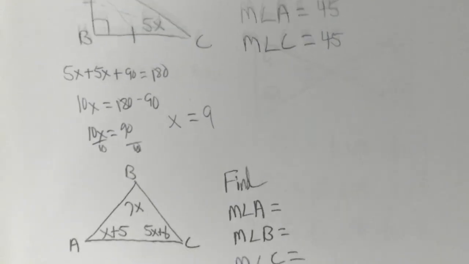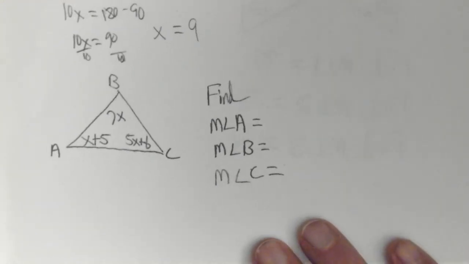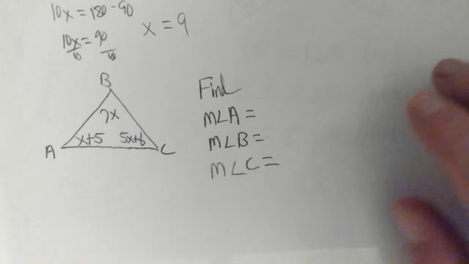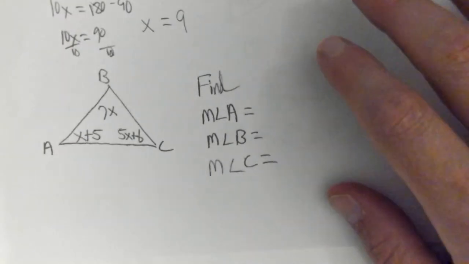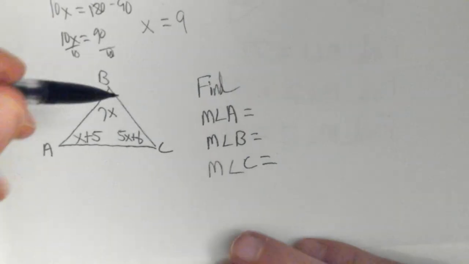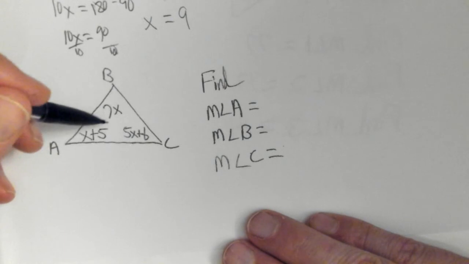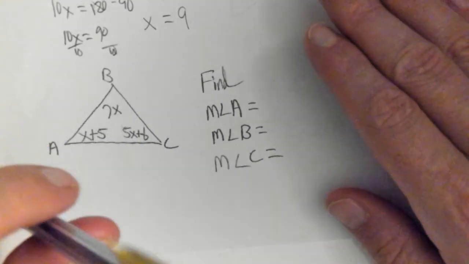Maybe one more to look at here. Okay, so on one like this, again, I'm trying to find the measures of A, B, and C, all three of the angles. Well, in order to get that, I need to solve for the value of x. And so again, I'm ready to plug in my equation. Remember, all three of these should add up to how much? It should add up to 180.